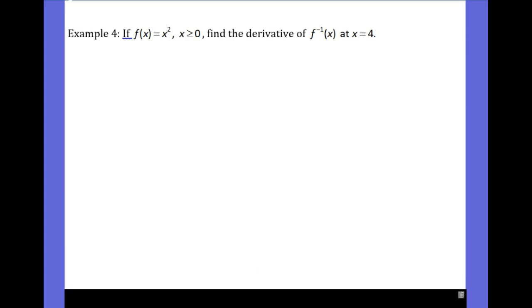So example 4, if f of x equals x squared and we're given the limited domain of x greater than or equal to 0, it makes it 1 to 1. Find the derivative of f inverse x at x equals 4. So again, our goal is to find the derivative of f inverse at 4. That's what we're ultimately looking for. The derivative of f inverse at 4.